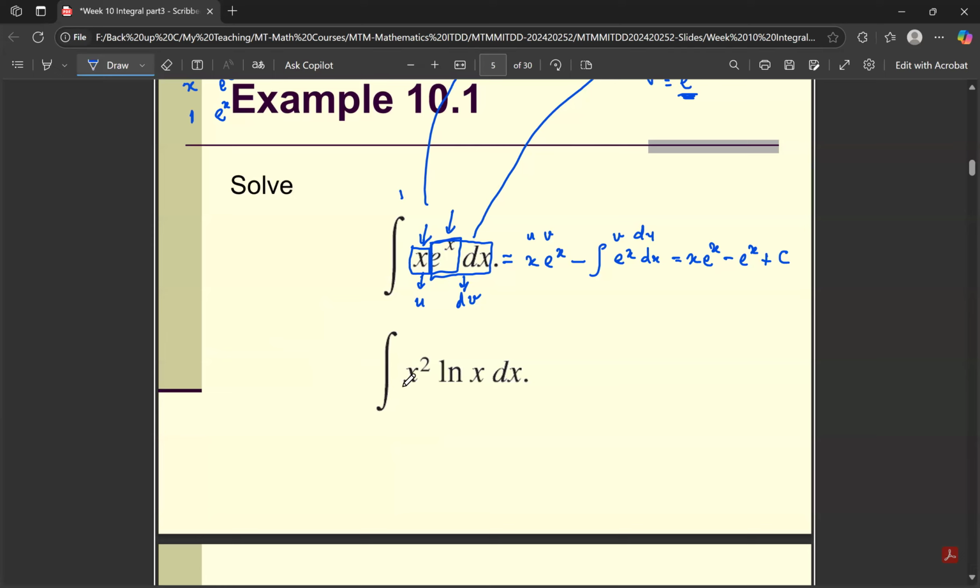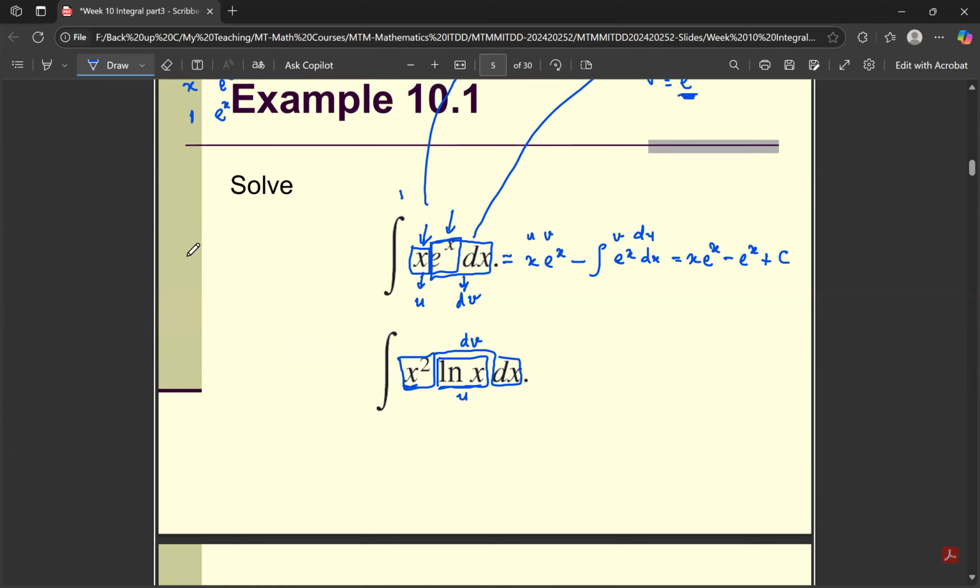Next, we look at the second problem. We have here the polynomials, and here we have logarithm. So we have the priority to choose the logarithm as u. The rest, accompanied by dx, we can say this is dv, and logarithm ln of x is u.